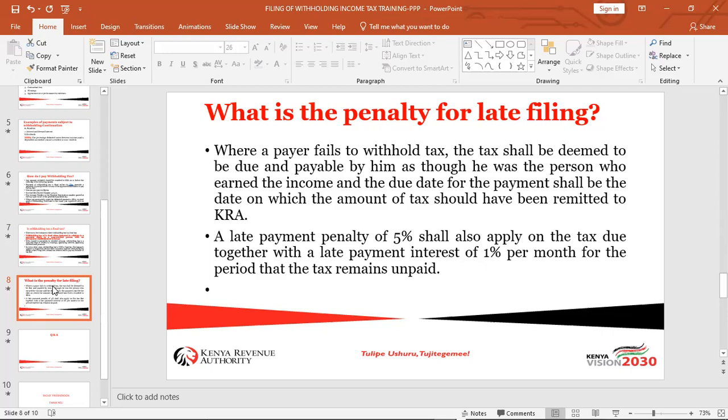Then another thing you should know: a late payment penalty of 5% shall also apply on the tax due, together with a late payment interest of 1% per month for the period that the tax remains unpaid. Even if it is 10 years, even if it is 5 years, even if it is 2 years, it is a 5% penalty, then 1% per month for the period. So if you are paying 10%, you will pay the 1% plus the 5%. Even if you leave it for 10 years, even if you leave it for 2 years, that money you have to pay.